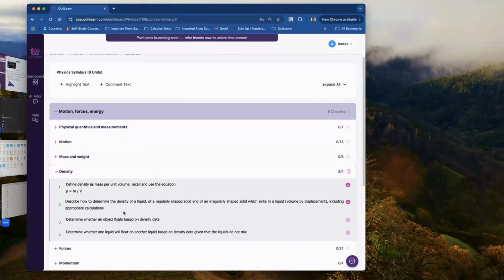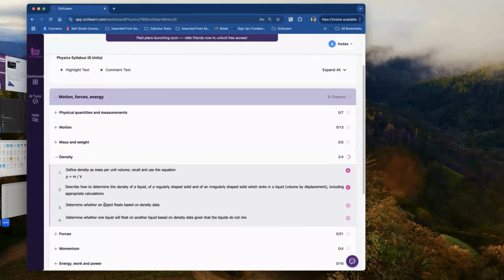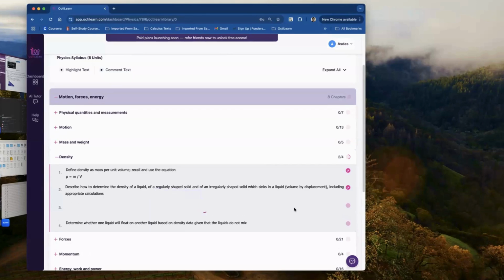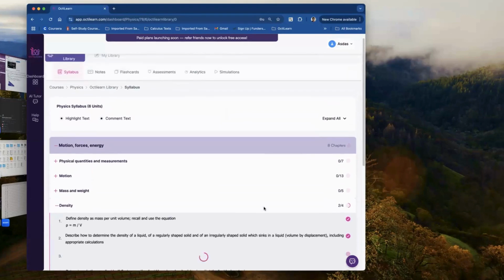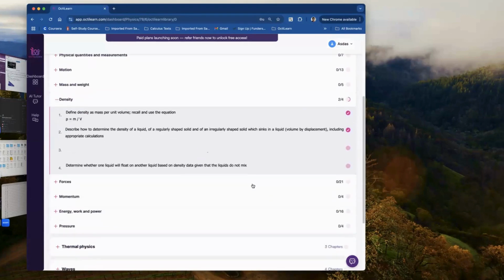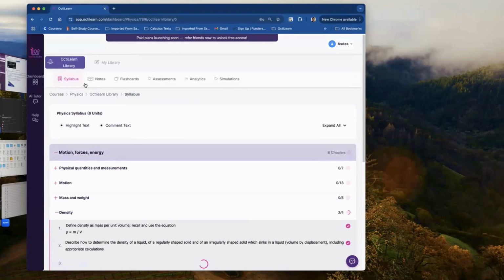So, for example, let's say you're having trouble with this, you can also add a comment here just so that you remember and can track what it is that you're having trouble with. When you add a comment, it gets added, and if you click on it, you'd be able to read your comments.